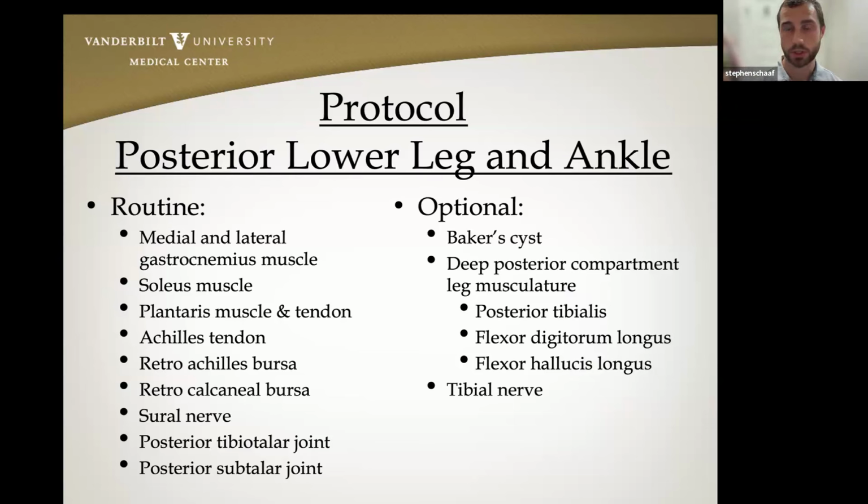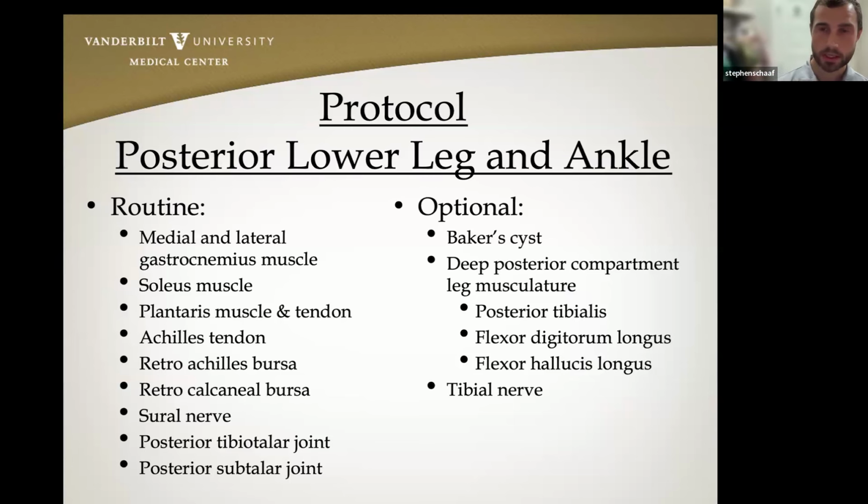So routine structures that we want to make sure to evaluate are the medial and lateral gastrocnemius muscle, followed by the soleus, plantaris, Achilles tendon, and then the bursas surrounding the Achilles tendon, which are the retroachilles and retrocalcaneal. And then nerve-wise, we'll be looking for the sural nerve. And then lastly, don't forget about joints, which are the posterior tibiotalar and posterior subtalar joints.